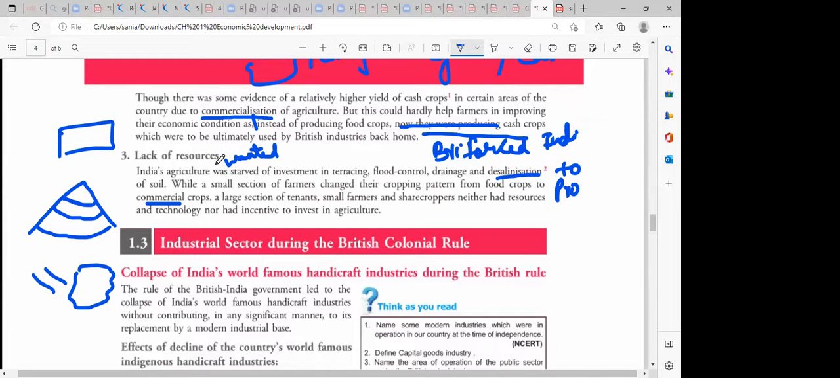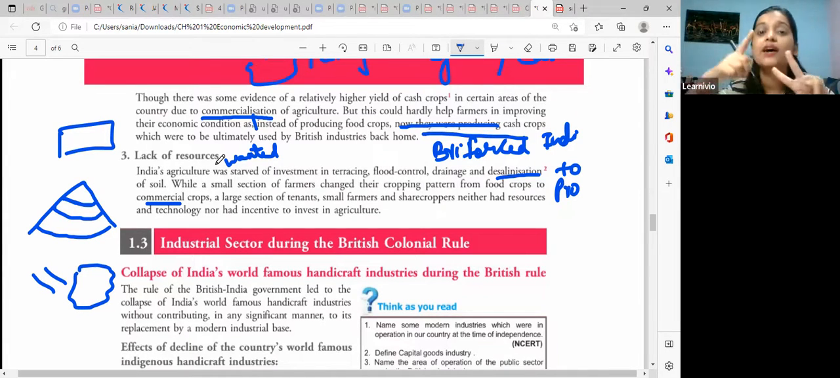Indian agriculture wanted investment in terracing, flood control, drainage, desalinization of soil. Why? For example, if there is lots of flood, what will happen? Your crop will be washed away, right? There will be a loss. No drainage facilities will also affect it. Desalinization: if your soil is not good, how will you produce? So Indian agriculture needed investment in terracing, flood control, drainage, desalinization of soil, right?